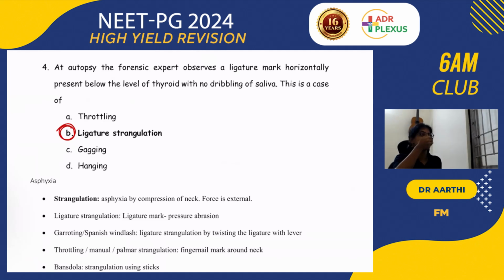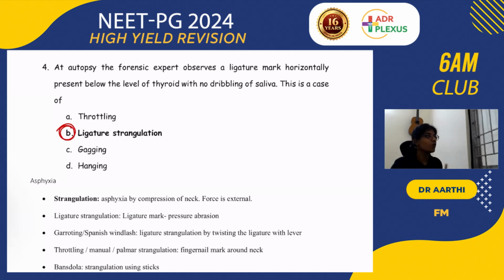This is smothering. Putting cloth inside the mouth is gagging. This is manual strangulation. If you use the hand, this is called manual strangulation or throttling. Whereas if a rope is used and tied and crossed from the back, that is ligature strangulation. It tends to be more horizontal.